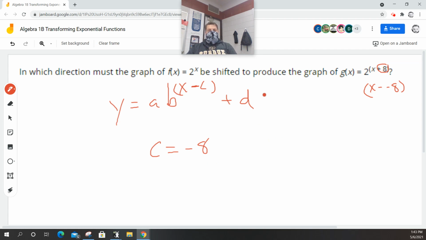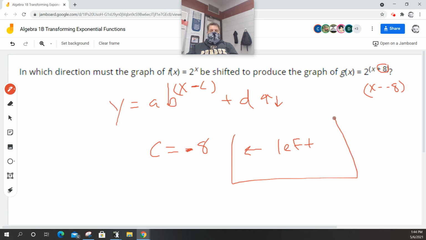Well, if it's d, it's up or down. Remember, d goes up or down. What does c do? It goes to the left because it's negative. C does left or right, d does up or down. But because the formula has a negative c, it's always the opposite of whatever you see here. Okay? And that is it.